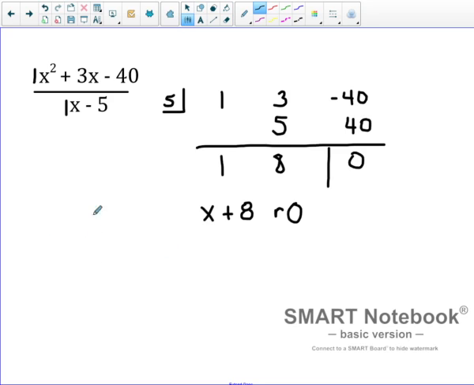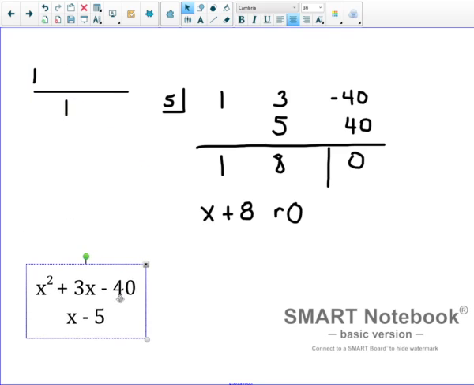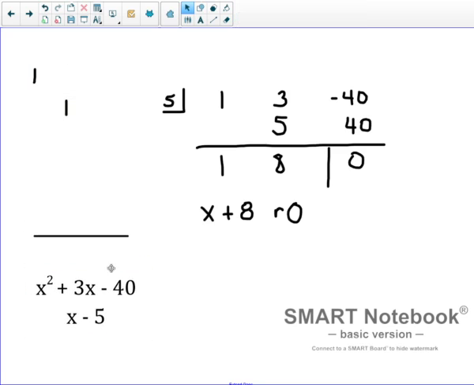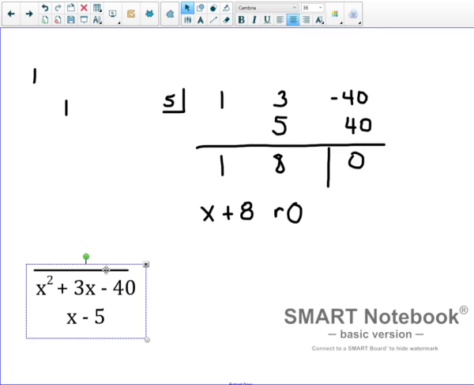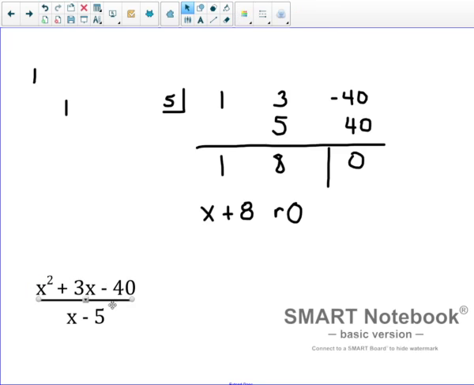So how would I write this out? Well, I would say x squared plus 3x minus 40, divided by, whoops, lost my division symbol there, divided by x minus 5 is equal to x plus 8. And again, my system's kind of slow today. x plus 8, and the remainder there is just simply 0.